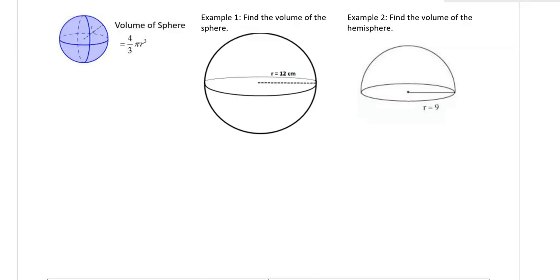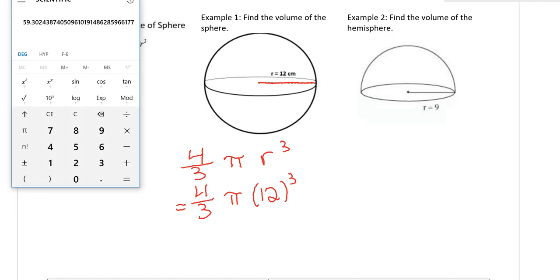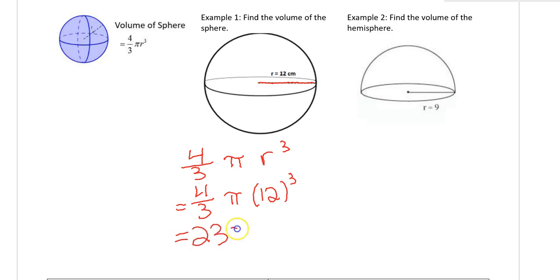Okay. So again, I have 4/3 pi r cubed. So my r, just like before, it's half the circle. So for this case, it's 12. And then again, I'm just going to type that in my calculator. I have 4 divided by 3 times 12 to the third. And I get 2,304 pi. And this is going to be centimeters. It's still just volume, so it's cubed.